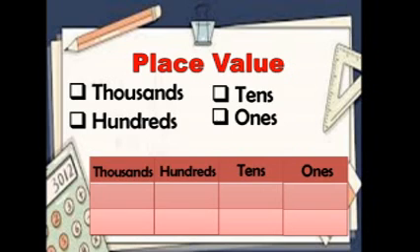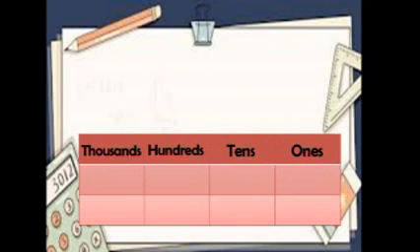Now, we all know the place values and their places in the place value chart. Okay, let's try to identify the place value of numbers. In our last lesson, we talked about the digits of numbers. The 1-digit numbers, 2-digit numbers, 3-digit numbers.